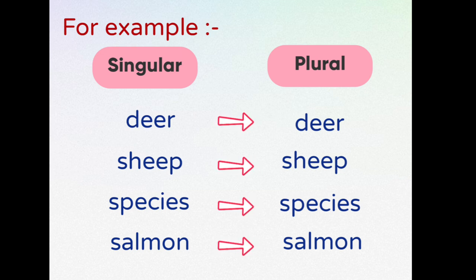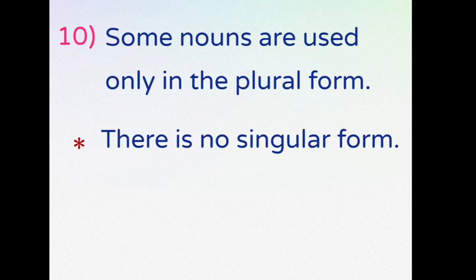Similarly, ship will be ship in its plural form. Species, species. Salmon, salmon. So such nouns you just have to memorize.